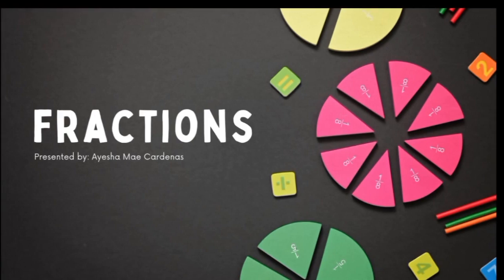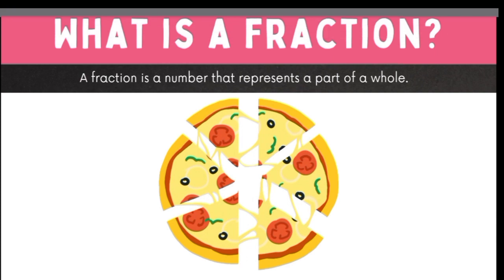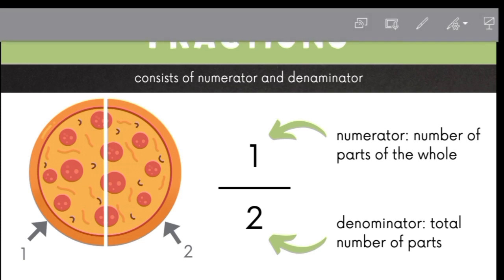So, fractions. What are fractions? Well, a fraction is a number that represents a part of a whole. And in a fraction, we have the numerator and the denominator. The numerator is the one on the top, and the denominator is the one on the bottom. The numerator is the number of parts of the whole, and the denominator is the total number of parts.